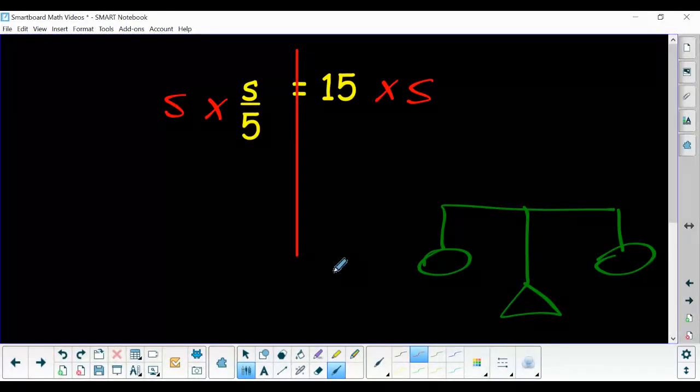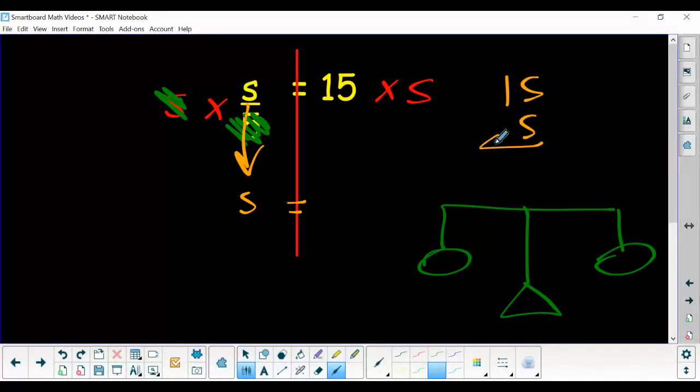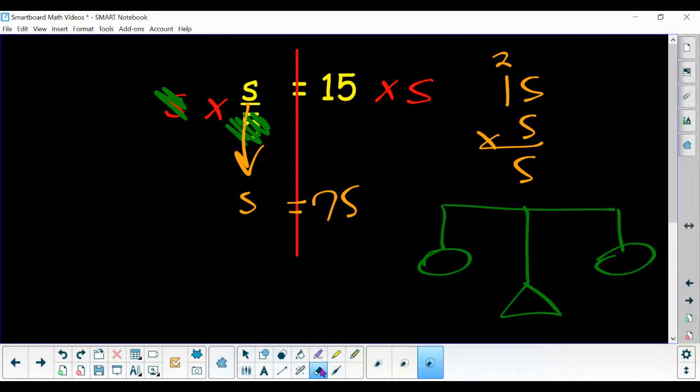When you do that, these two 5s cancel each other out, leaving S by itself. Let me bring down S. Bring down the equal sign. And then you're going to work out 15 times 5. 5 times 5 is 25. 5 times 1 is 5, plus 2 is 7. So S should equal 75.